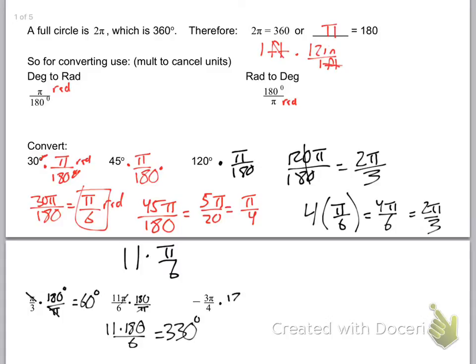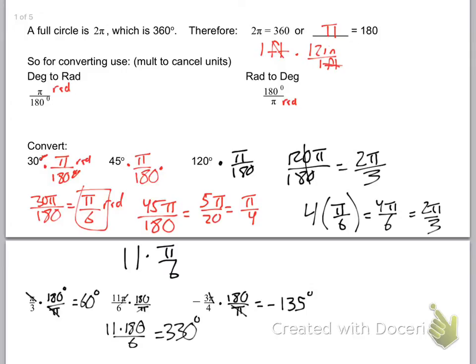No different than what I did before. Multiply it by 180 over pi. So the pi's cancel. And then you could do negative 3 times 180 divided by 4. Or take 180 divided by 4 and multiply it by 3, or negative 3, which is a negative 135. What's 180 divided by 4? 45. 45 times negative 3 is negative 135 degrees. Gotcha. Any questions?